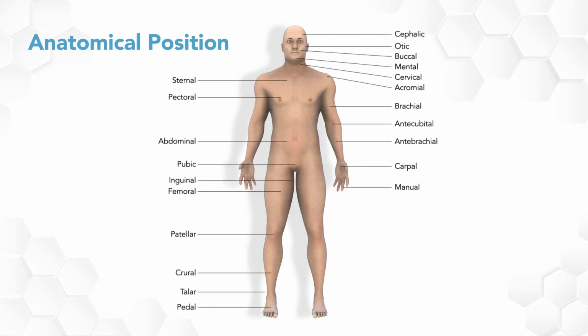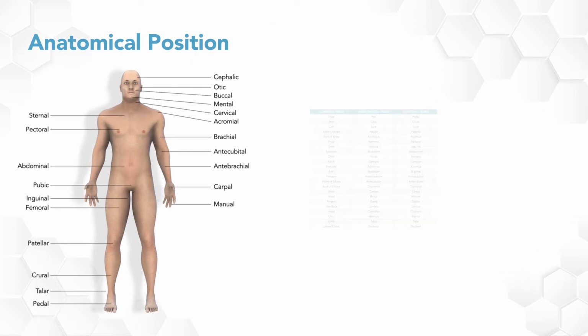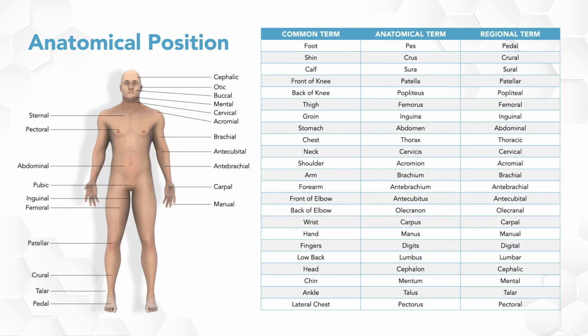When categorizing anatomical terms, we can split them into regional and positional. Regional terms just describe the body parts, while positional terms describe the location of the body parts. Now, take a brief moment to read through the various regional terms in this table.